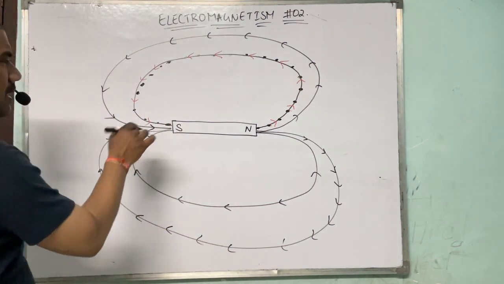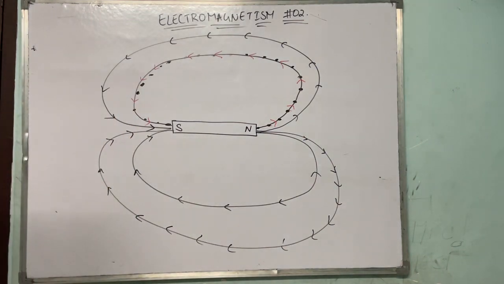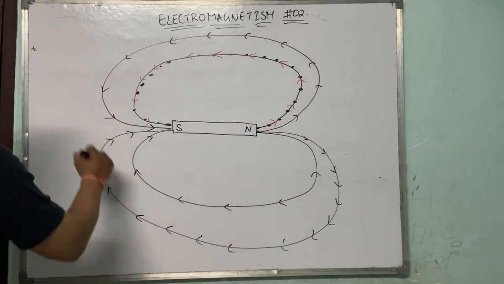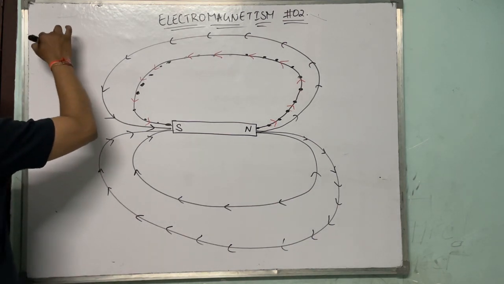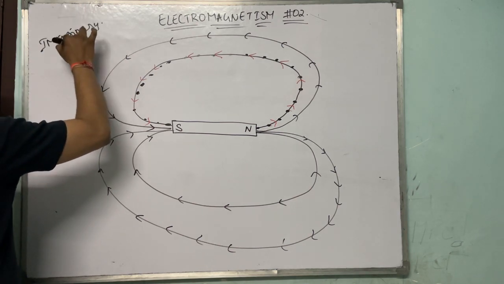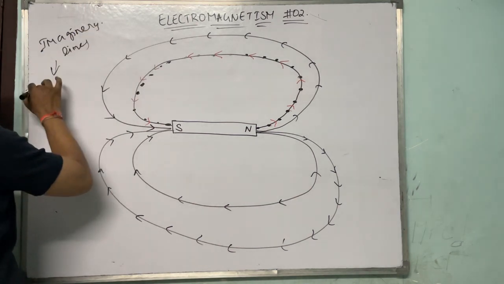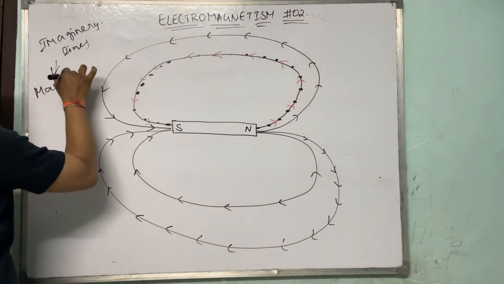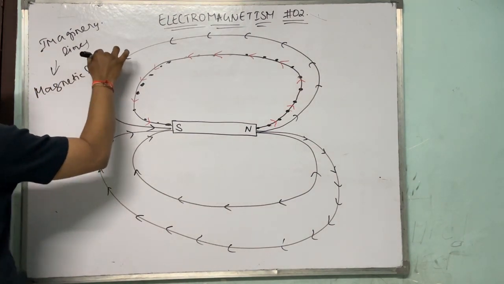So when we keep doing this activity, we will get lines like this, right? These lines are nothing but imaginary lines. These are actually imaginary lines. They are not visible but they are present. And these lines are called magnetic lines.